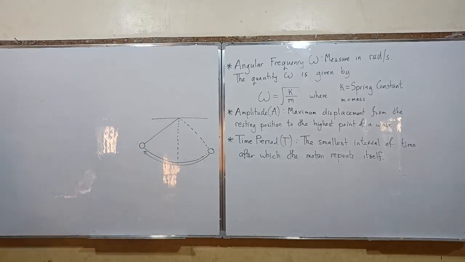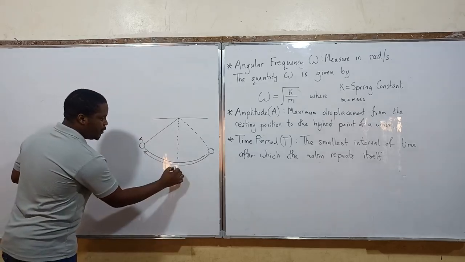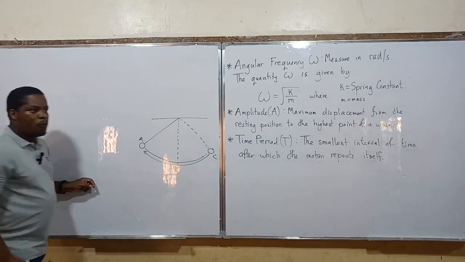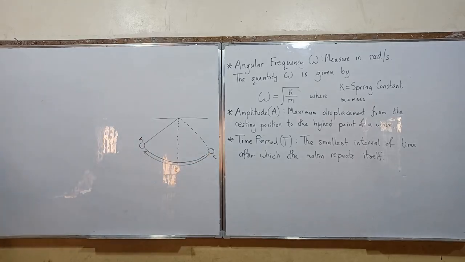Is that okay? So let's just use letters, for example. This is A, this is B, this is C. For one complete oscillation, it has to go from A to C, then back to A. Not from A to C, that is just half. Is that okay? Okay. Next term, frequency.